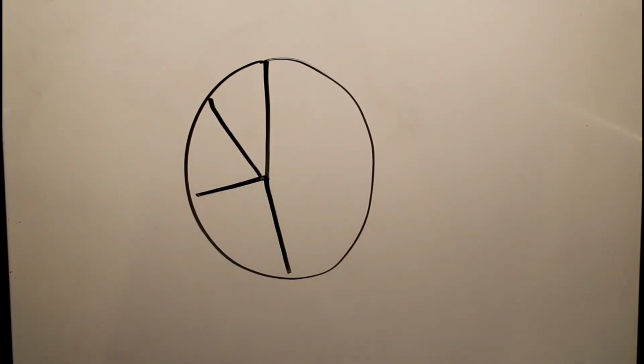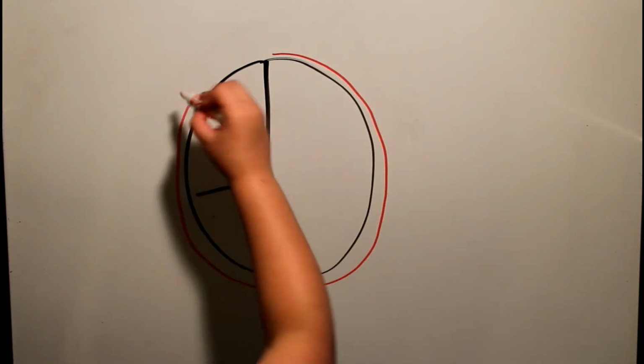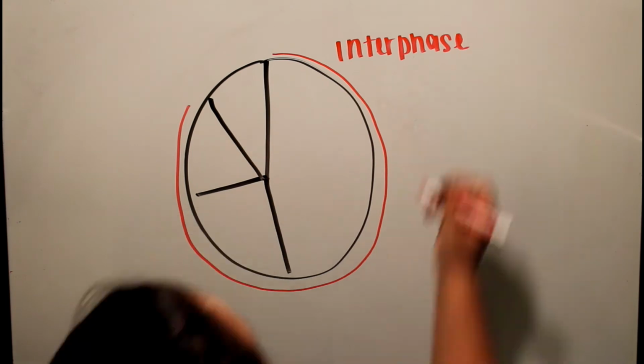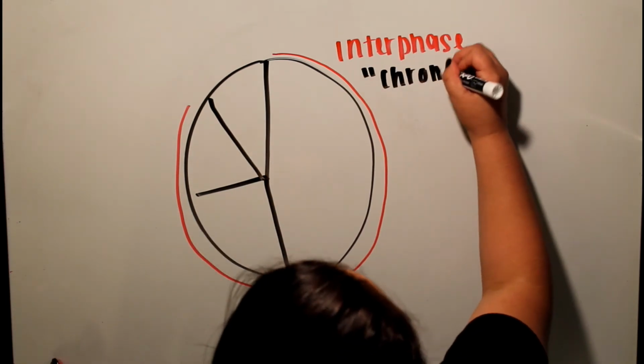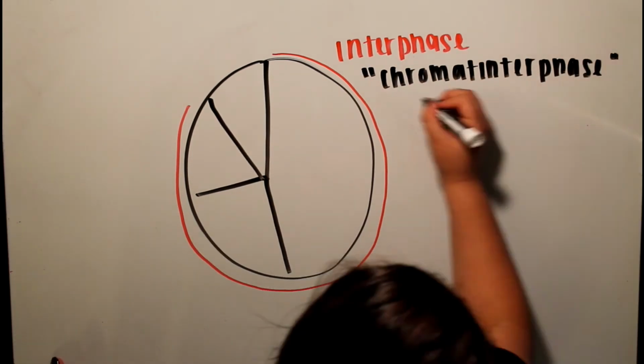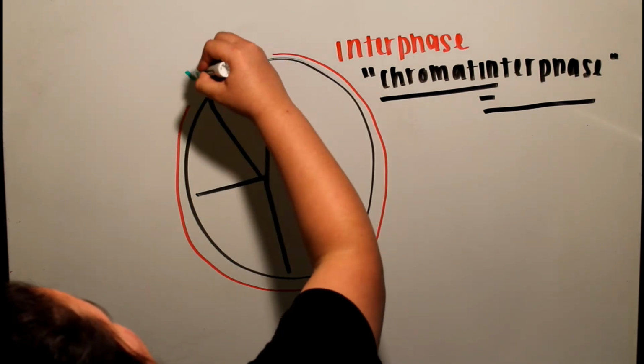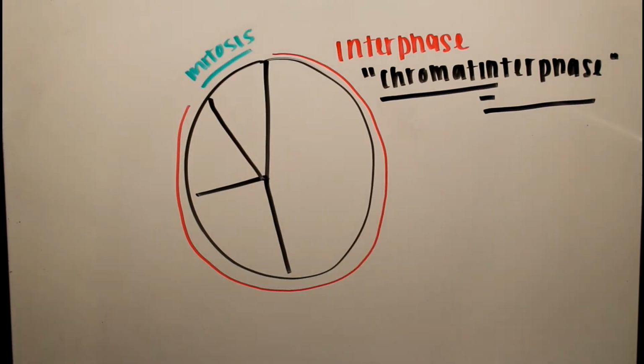Now let's apply everything we've learned to the cell cycle. All of interphase is denoted in red. This takes up 95% of the cell cycle, and mitosis is the other 5%. A phrase that I use to help remember the form of DNA in interphase is chromatinterphase, because DNA is chromatin in interphase. The black arrow shows the direction of the cell cycle.